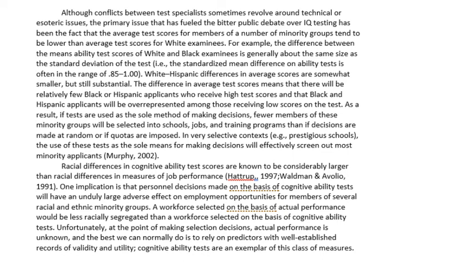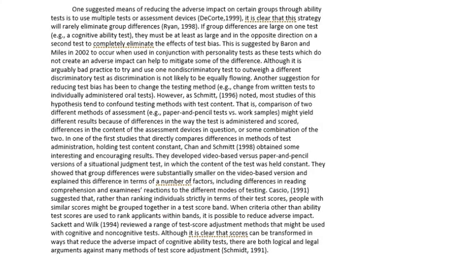Unfortunately, at the point of making selection decisions, actual performance is unknown, and the best we can normally do is to rely on predictors with well-established records of validity and utility, and cognitive ability tests are an exemplar of this class of measure. One suggested means of reducing the adverse impact on certain groups through ability tests is to use multiple tests or assessment devices. DeCorte, 1999. It is clear that this strategy will rarely eliminate group differences.